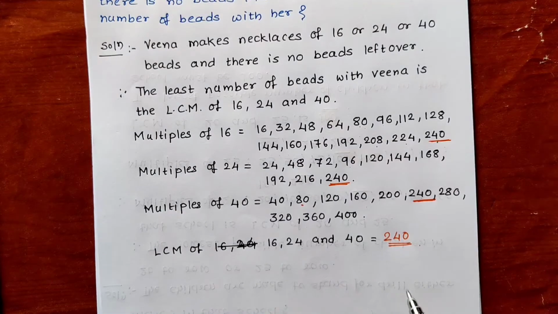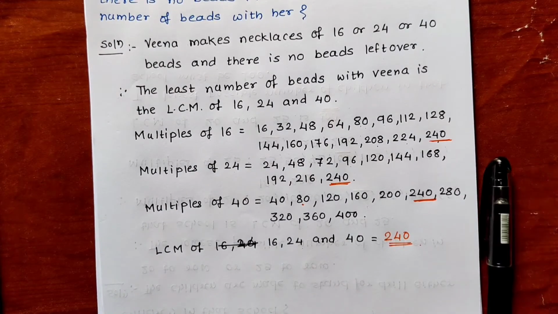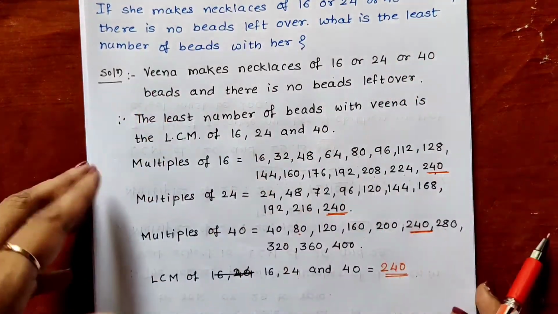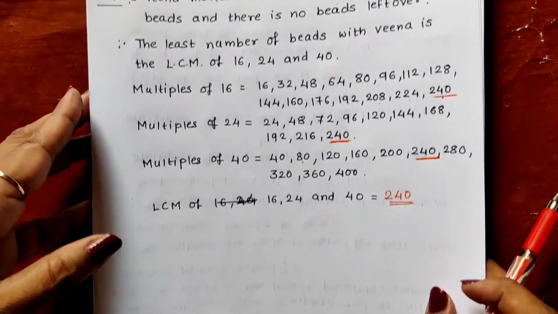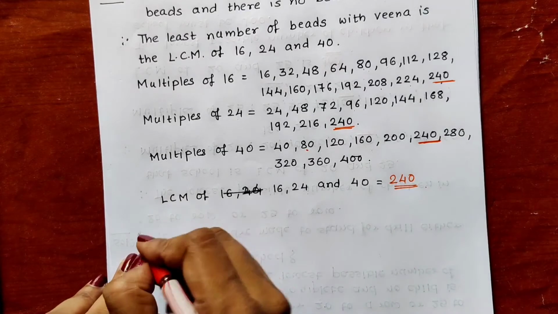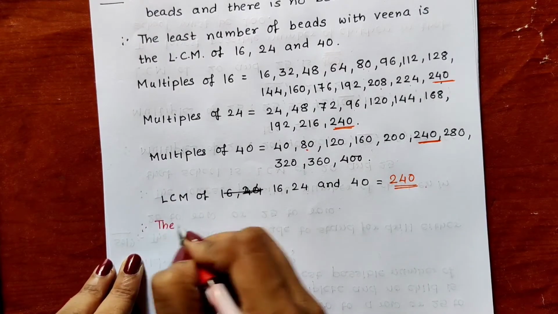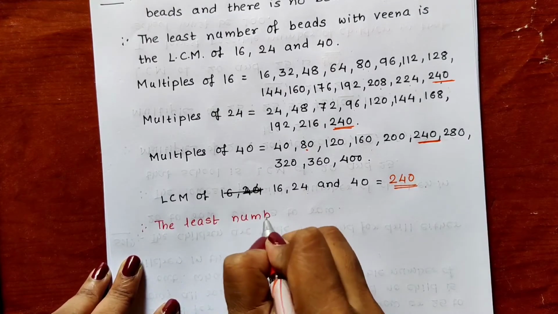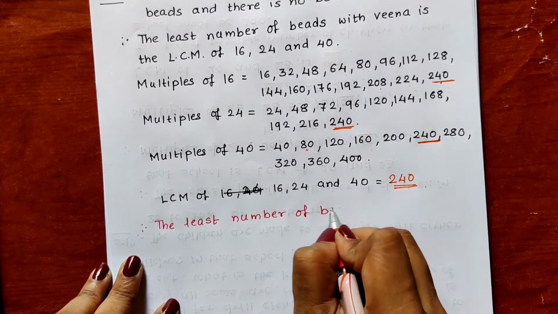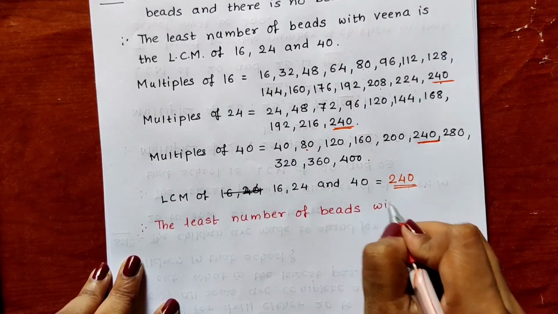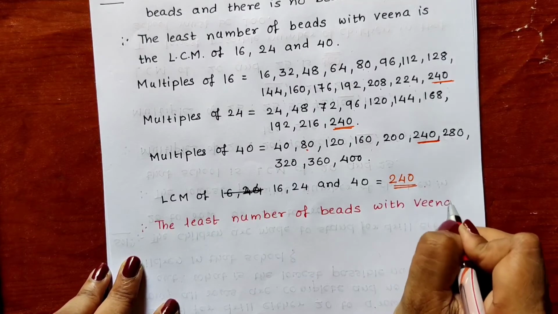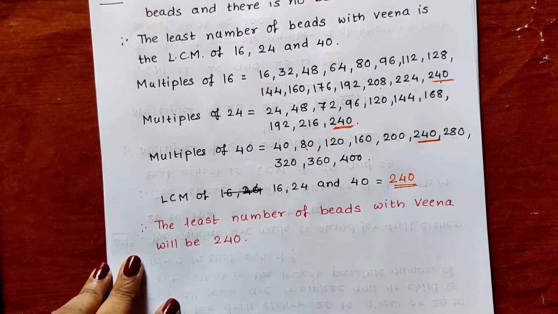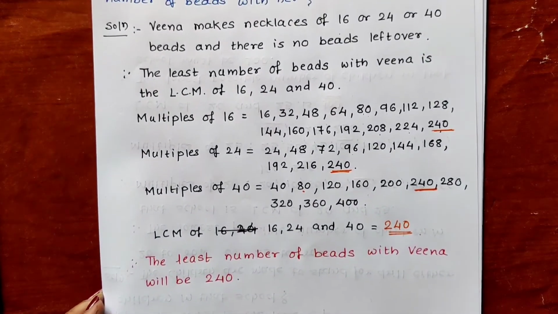So we have to write the answer statement. What is the question? What is the least number of beads with Veena? So I will be writing the answer statement here. Therefore, the least number of beads with Veena will be 240. So in this way you can complete this question number 2.